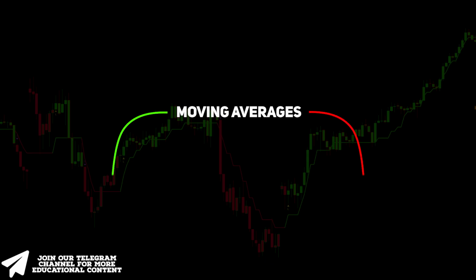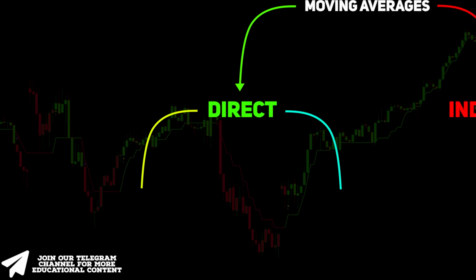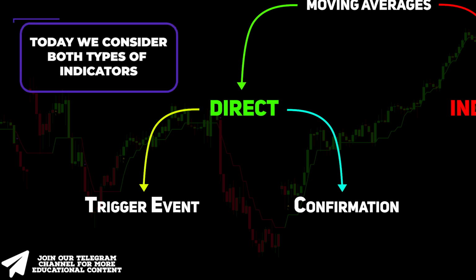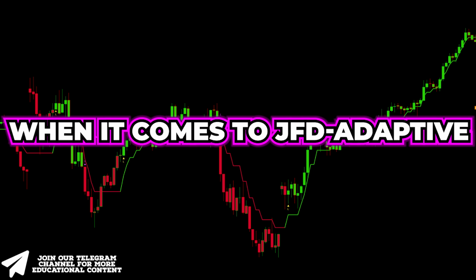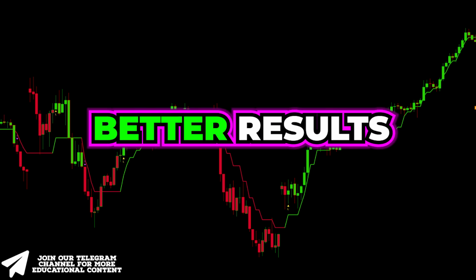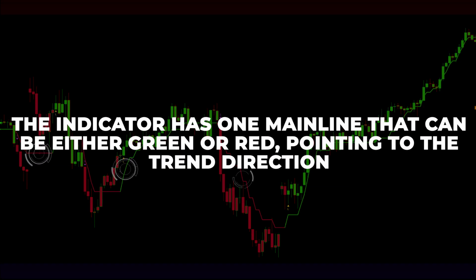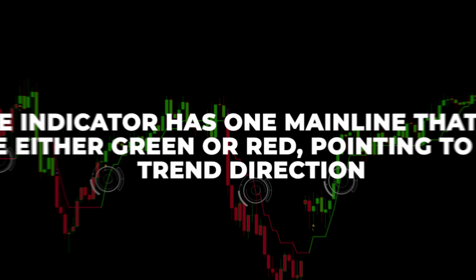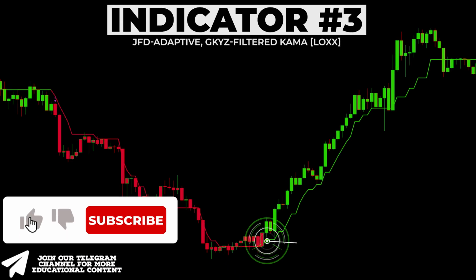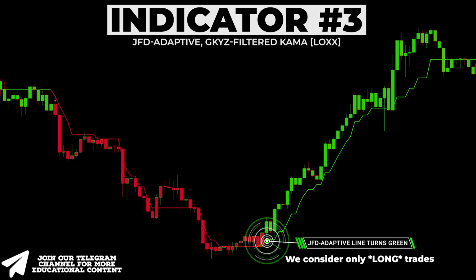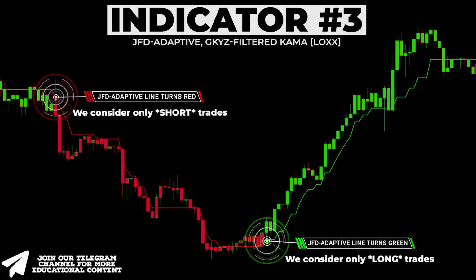As you probably know, we can use moving averages as a trigger event component or as a confirmation component in our strategy. Today we consider both types of indicators. When it comes to JFD Adaptive, we found it to demonstrate better results as a trigger event indicator. So, as we can see, the indicator has one main line that can be either green or red. With that being said, when the indicator line changes its color to green, we receive a bullish bias, meaning that we can consider entering the trade long. Alternatively, when the JFD Adaptive line becomes red, we have a bearish bias and can jump into the short trade.